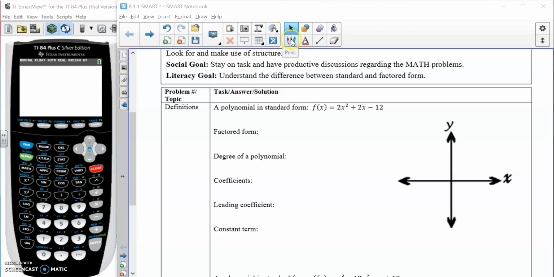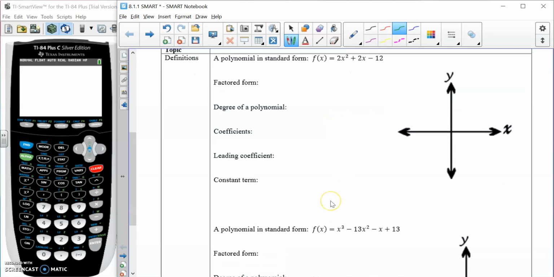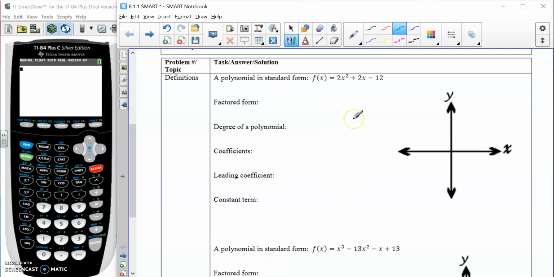But we are going to be talking about polynomials in Chapter 8. And that's basically any of these expressions with multiple terms in it, with like x terms and x squareds, even x cubed, as you'll see down here. But let's start with this one. So for factored form, as you guys know, that means we are going to want to do box and diamond.